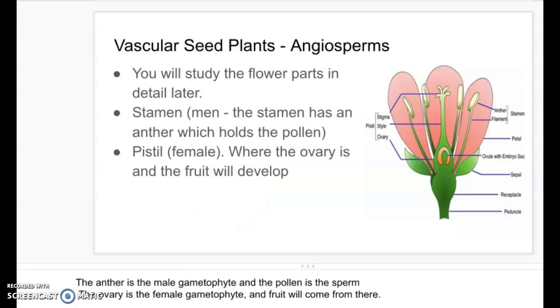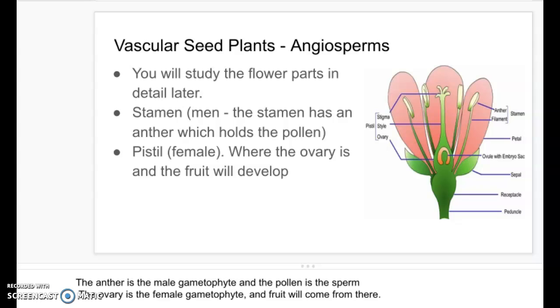Okay, so you are going to be doing a dissection of the flower, but I just wanted to do a quick introduction, since you will study this in detail in a moment. I will ask you to pause the video and do the dissection virtually. But you have a stamen. I wanted to mention 2 things. There's a female and a male part in the flower.